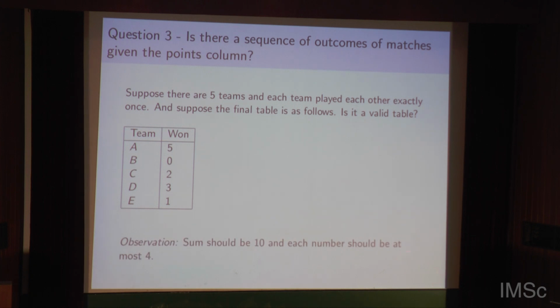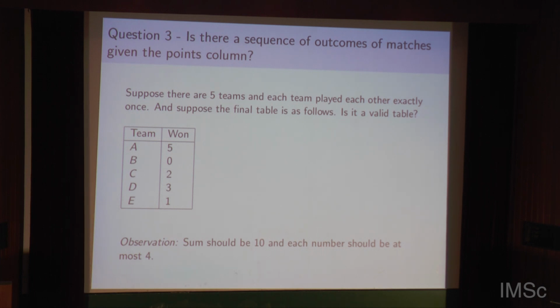So each number, first of all, should be at most 4, because you're allowed at most 4. Right? By the way, this is not the number of matches played. This is the number of matches won. This is the last column I'm talking about. Number of points gained, or number of matches won. So for this to be a valid score sequence, first of all, each number should be at most 4. What else?